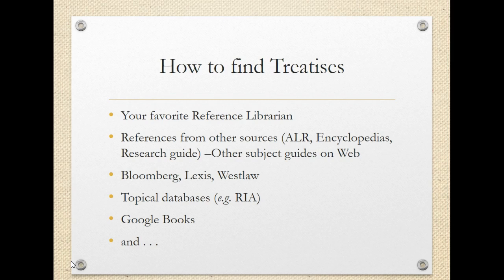Other ways to find treatises are through references from other secondary sources. Another way is through subject guides on the web. You will find treatises on Bloomberg, Lexis, and Westlaw. We'll talk about how to find them and use them in class. You might also find treatises in specialized topical databases, and you see an example here. If you're lucky, you'll find treatises on Google Books. I'm always a little wary of Google Books because frequently you will only find snippets of the particular book on Google Books, so it is of limited usefulness, I've found.